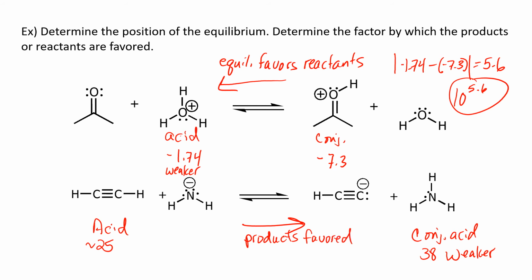And by what factor? We can take the absolute value of 38 minus 25, and we get 13. So 10 to the 13th is the factor by which the products are favored over the reactants. Or you could say the concentration of the products is 10 to the 13th greater than the reactants.